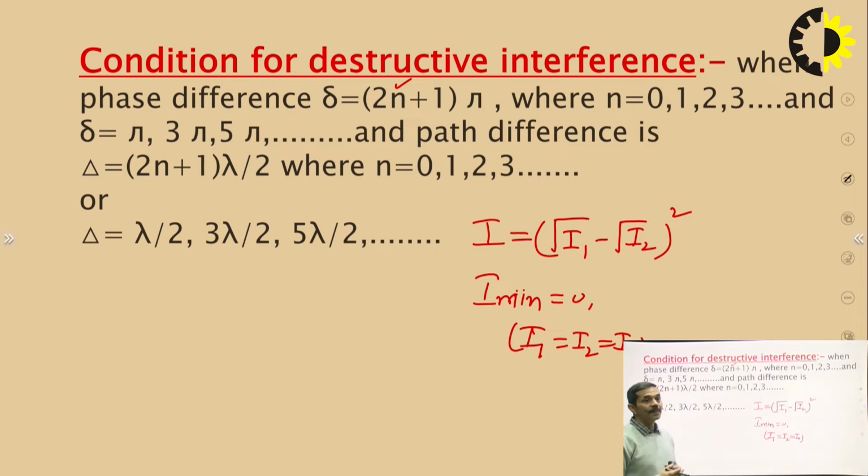Okay, so destructive interference means where intensity is minimum, and intensity will be minimum when the phase difference between the two interfering waves is an odd multiple of pi, or the corresponding path difference is an odd multiple of lambda by 2. That means the path difference between the two interfering waves should be of the order of lambda by 2, 3 lambda by 2, 5 lambda by 2, 7 lambda by 2 and so on. Then I will be minimum, and we will observe destructive interference with these conditions. So these conditions in terms of phase difference and path difference are known as conditions for destructive interference.